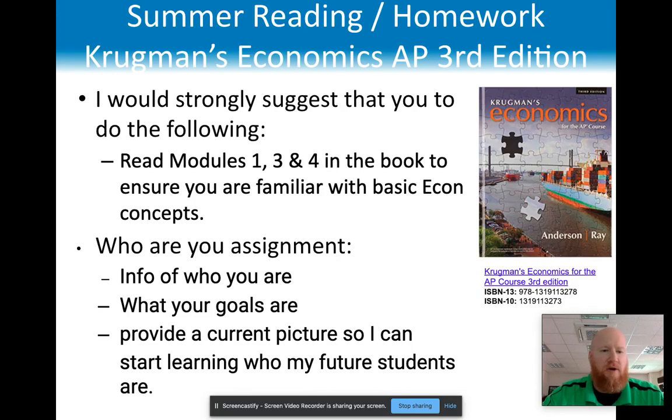The next thing that we're going to look at is the Who Are You assignment. It's basically going to be giving me information about who you are. Basically, what are your goals? And then you're going to provide a current picture of yourself so that I get to know you.